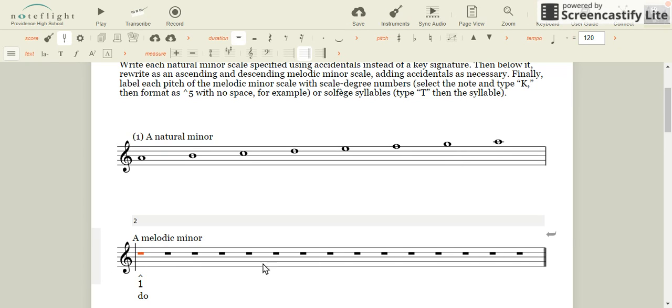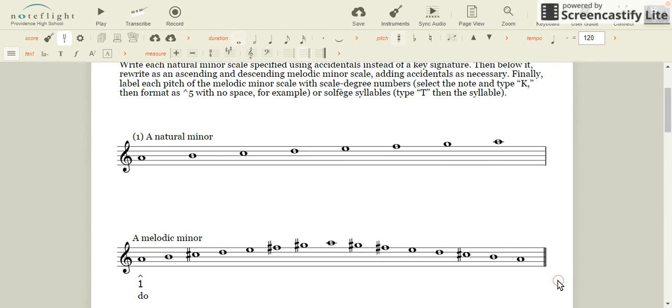For the melodic minor, let's bring this down an octave. So we're going to write out the notes of the scale. Okay, and all I did was just type those in. All right, so if we make this major, now we have major.